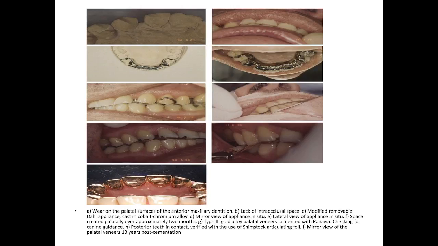So this is a case also where there was wear on the palatal surface of the anterior maxillary dentition, and there was a lack of interocclusal space. Then modified removable Dahl appliances were used, and we can see from a different view, the lateral, that the space has been created palatally over approximately 2 months, and type 3 gold palatal veneers were cemented with the cement Panavia and checked for canine guidance, where we said that we always aim to have a canine guidance wherever it's possible.